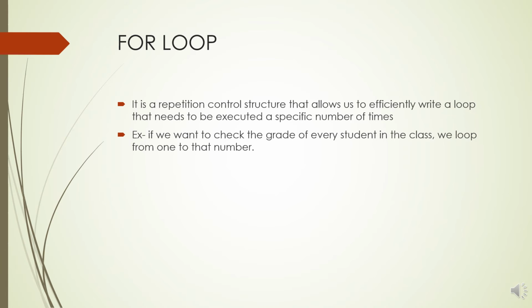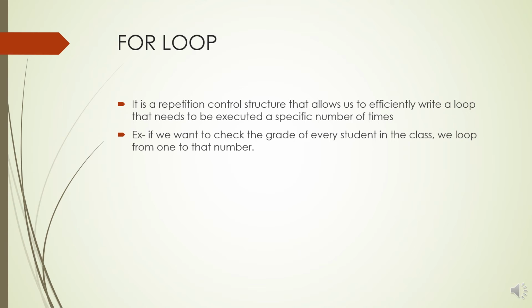The last type of loop is the for loop. A for loop is a repetition control structure that allows us to efficiently write a loop that needs to be executed a specific number of times. For example, if you want to check the grade of every student in the class, we loop from 1 to the number of students.